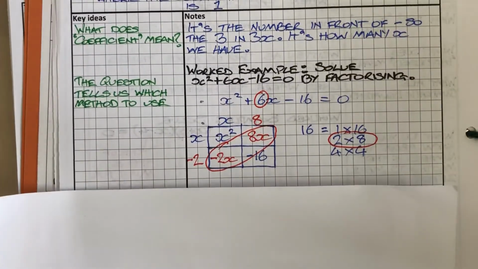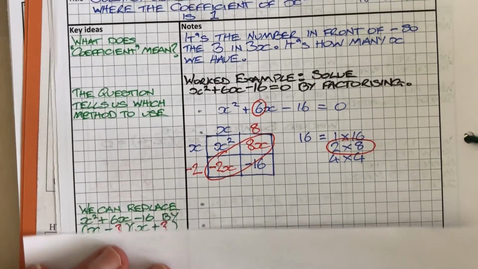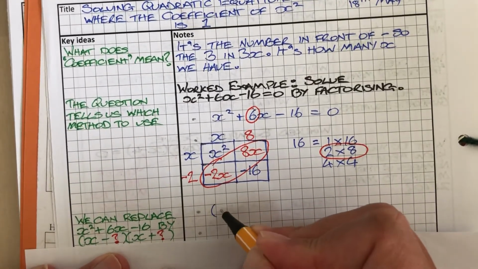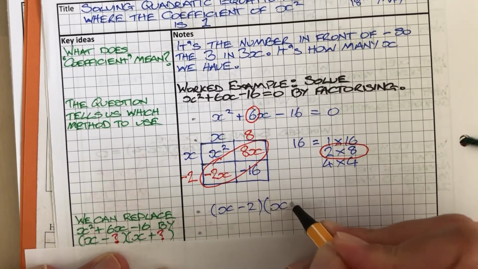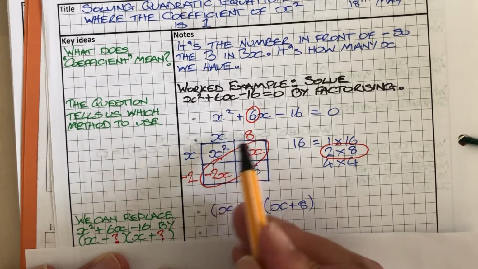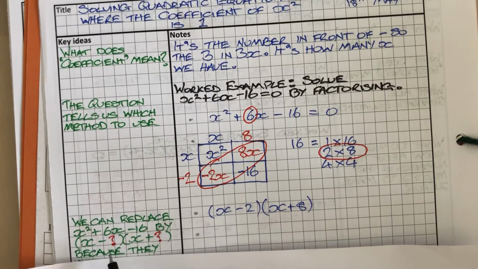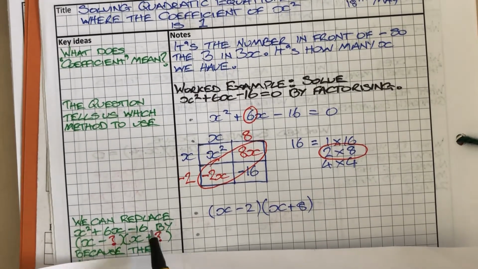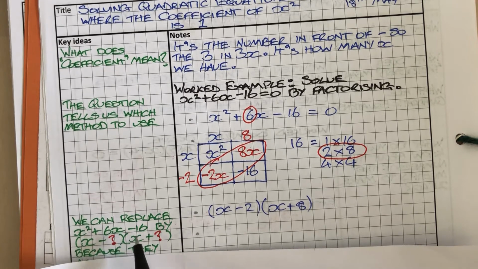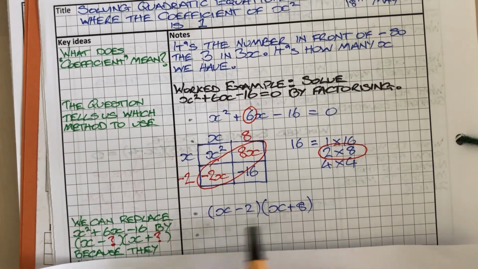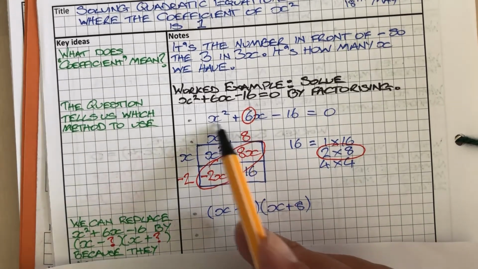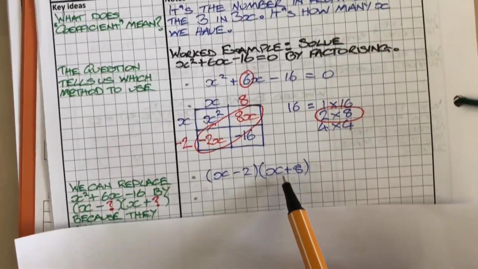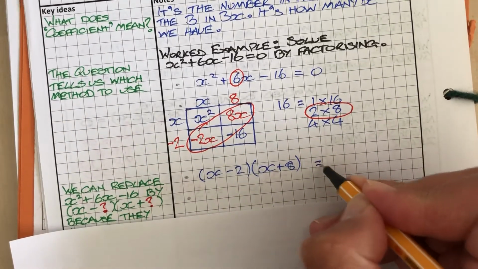Right, so what have I got? Well, I have got x take away 2, copying what's here, times by x, add 8, copying here. And what I'm doing is I'm replacing the original left-hand side of the equation, x squared add 6x take away 16, by these two pairs of brackets. So replacing them by x take away 2 times by x add 8. So if I've replaced this by this, it must still be equal to 0.